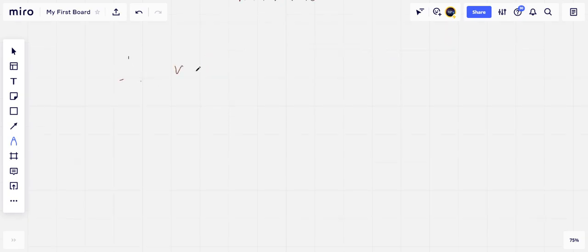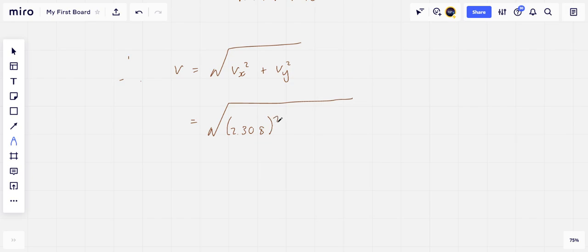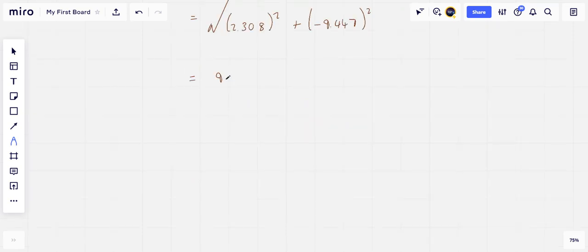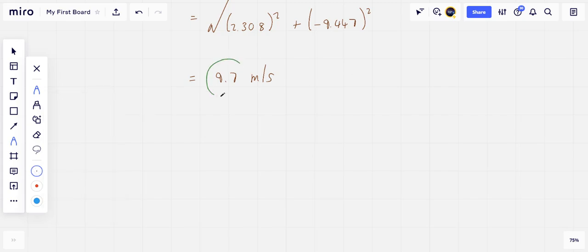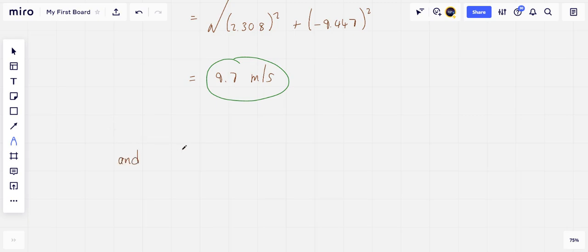And so therefore, the magnitude of her final velocity v is the square root of vx squared plus vy squared. This is the square root of 2.308 meters per second squared plus minus 9.447 meters per second squared. So the magnitude of her final velocity is 9.7 meters per second.